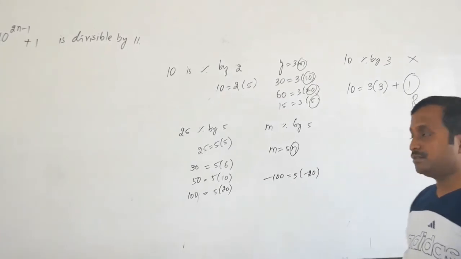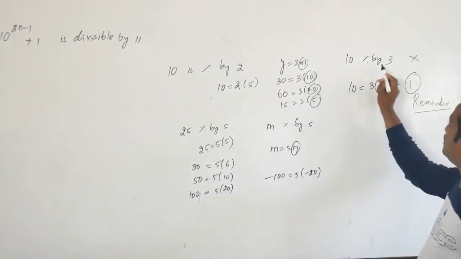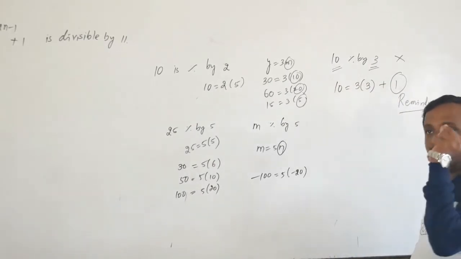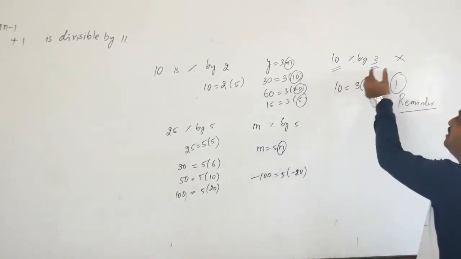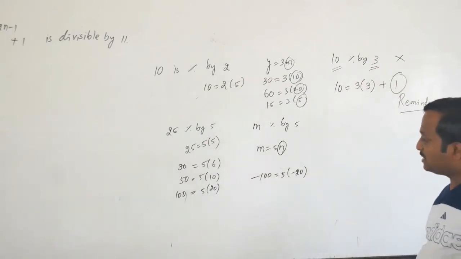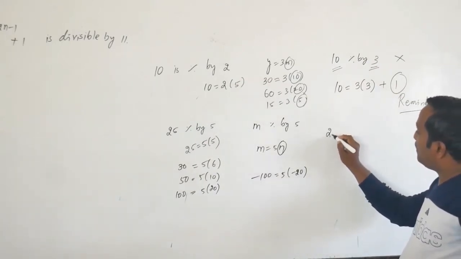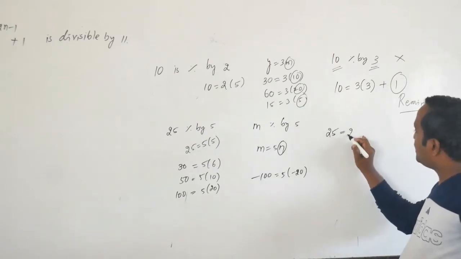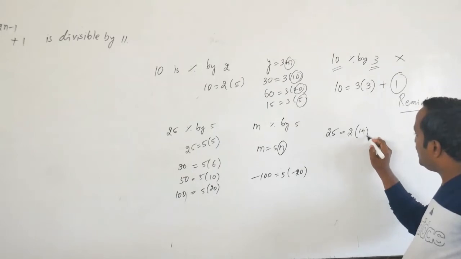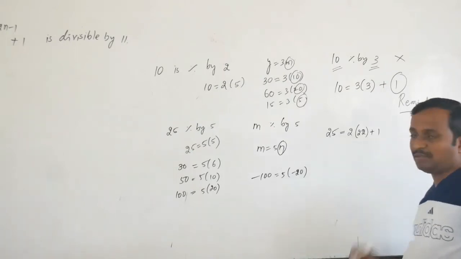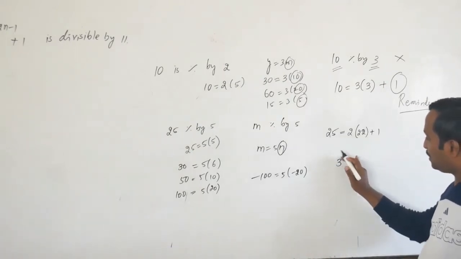So if a number 10 is divided by 3, it is not divisible, and it leaves the remainder 1. Suppose 25, is it divisible by 2? No. It leaves a remainder: 2 into 12 plus 1. 1 is the remainder.